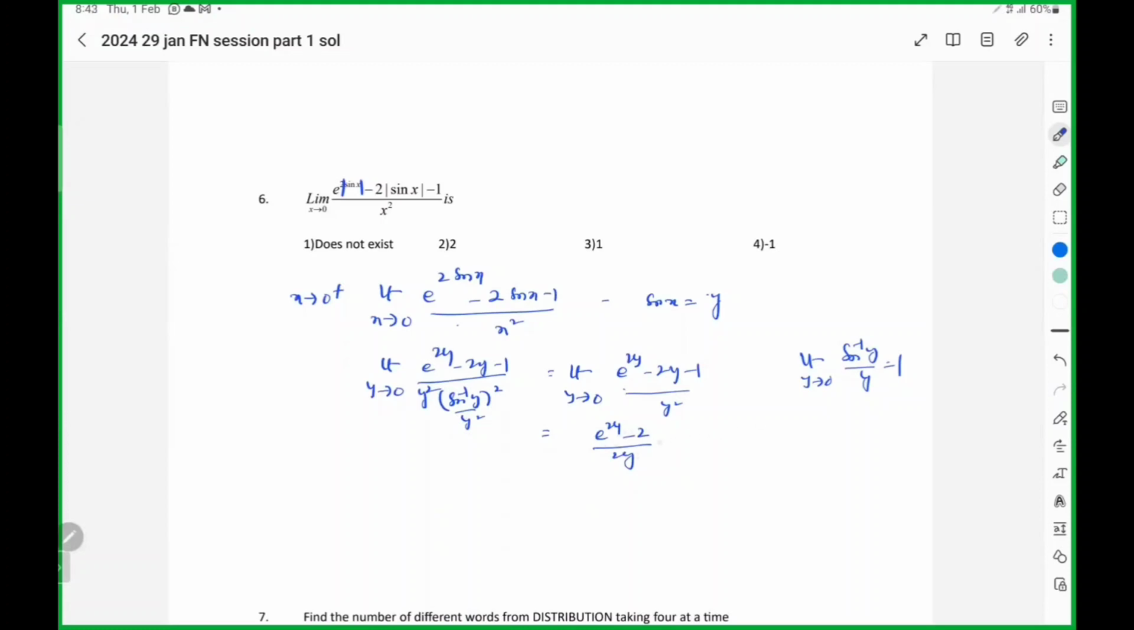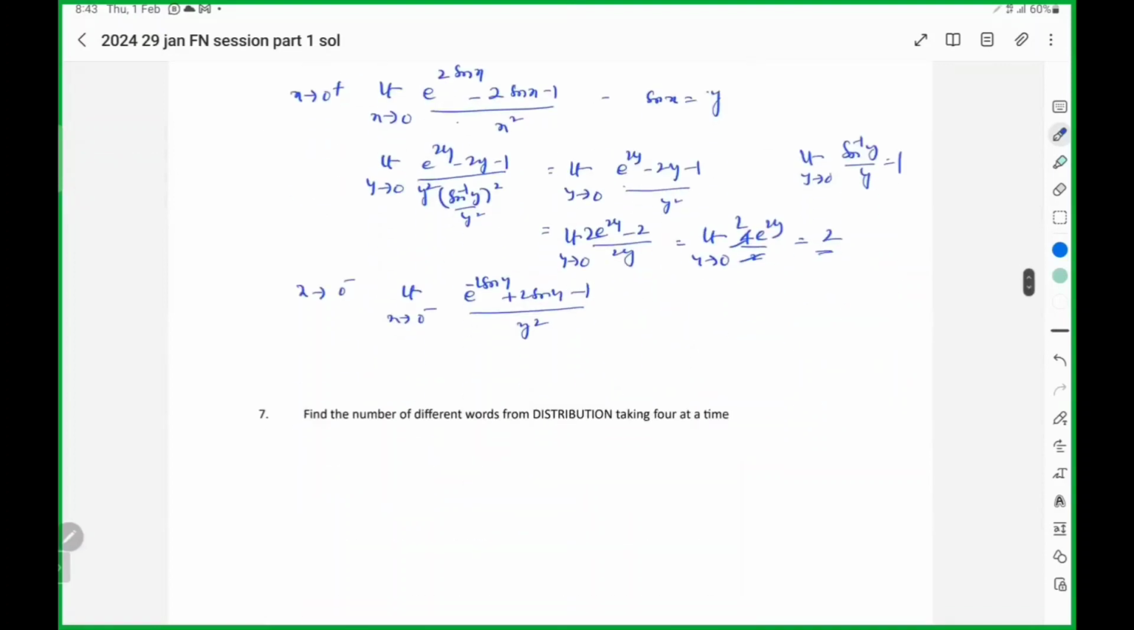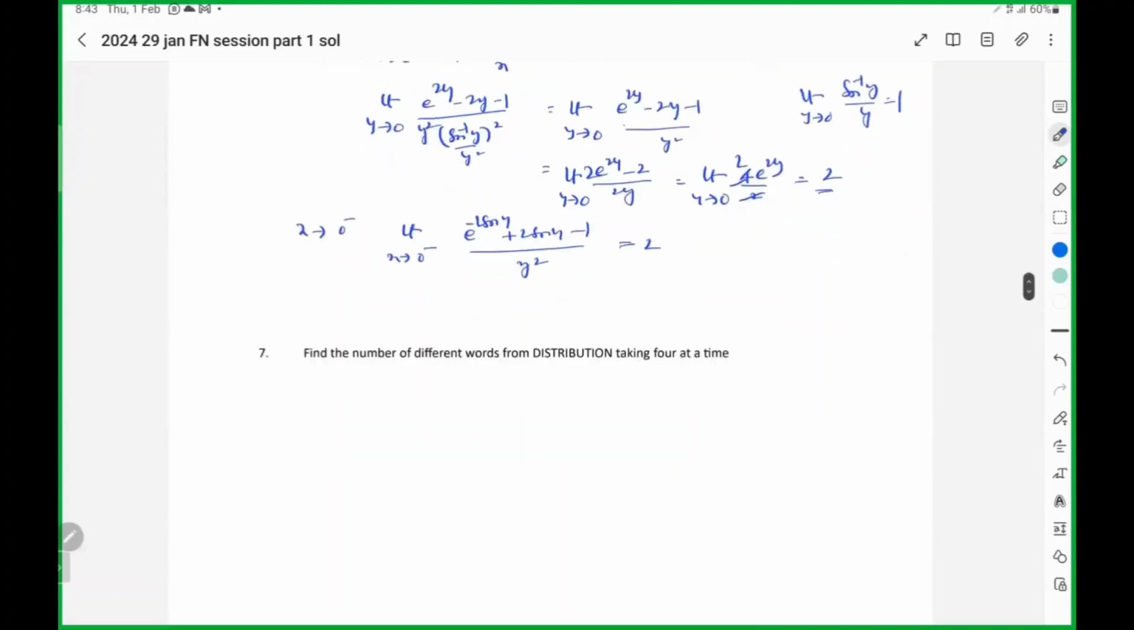This is the limit as y tends to 0. Now again the same thing: 4e^(2y)/2, which is 2. Even if you do the left limit in the same way, limit as x tends to 0 minus of (e^(−2y) + 2 sin y − ...)/y², this also you get as 2. Answer will be 2.